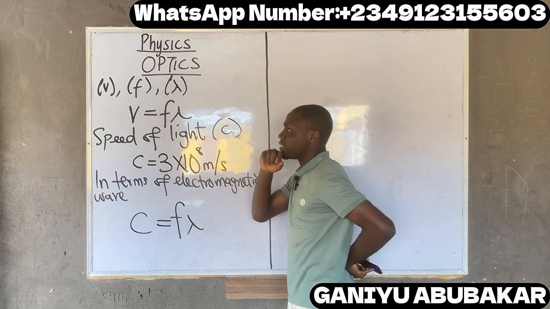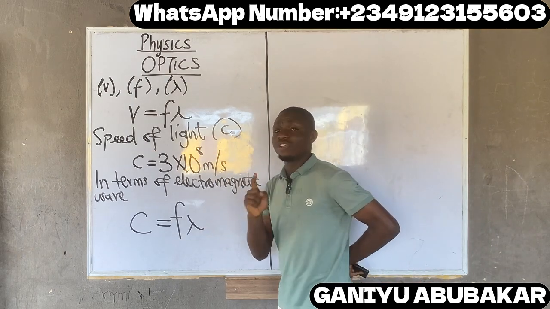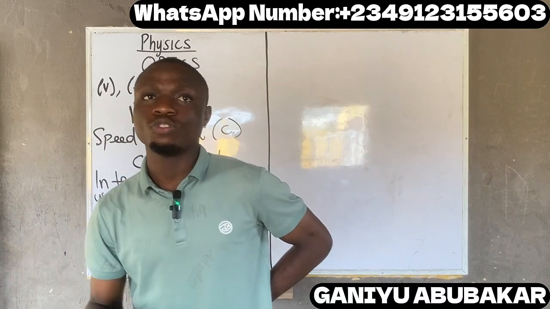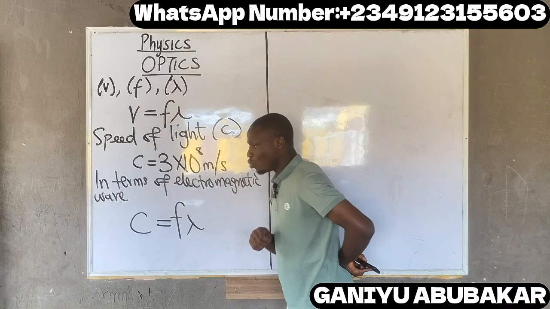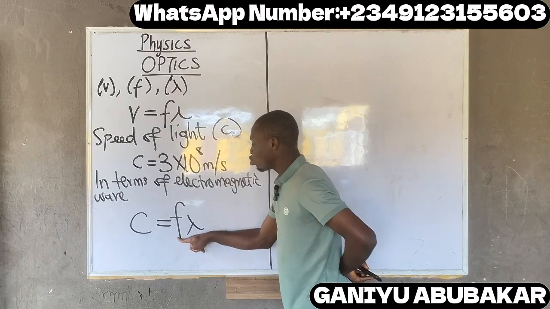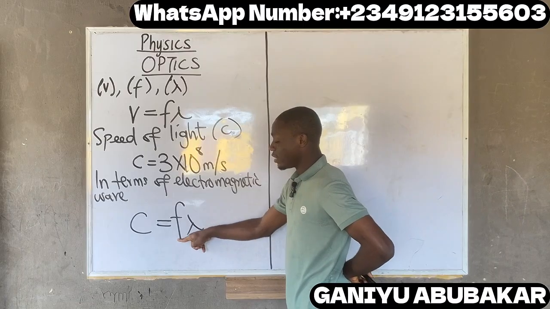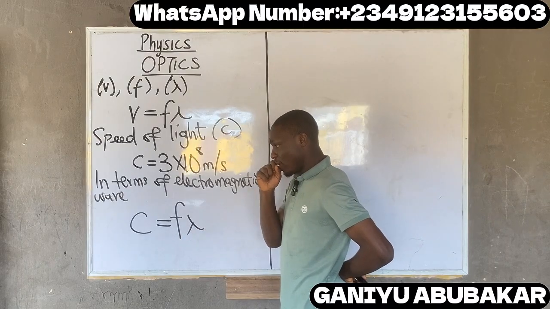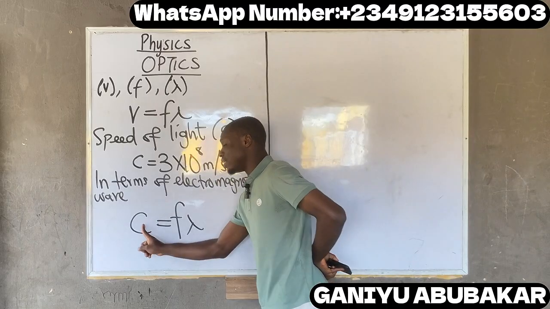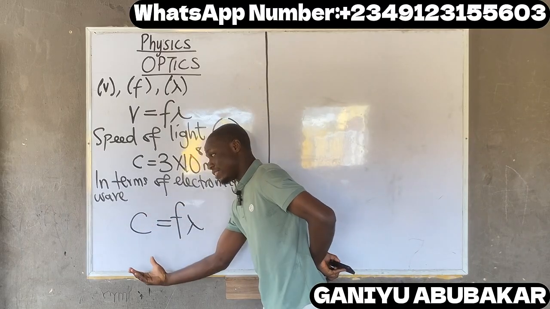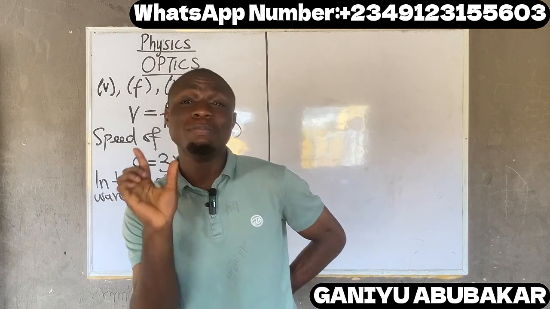And here's the thing, please. Let's say you're in an exam or you are asked to find frequency, and you are given only the value of wavelength. You can't find two unknowns at the same time. If you are asked to find frequency and you are given wavelength only, they expect you to know that C is the speed of light, and the speed of light is 3 times 10 to the power 8 meter per second.